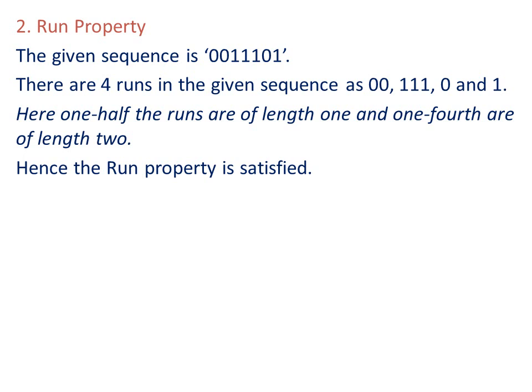So here 1/2 of the runs are of length 1, that is 0 and 1. Totally 2 out of 4, that is 1/2 of the runs, are of length 1, and 1/4 are of length 2, that is 0 0 is of length 2, 1 out of 4. Since the number of runs in the sequence is 4, we can ignore the run with length 3. Hence we can say the run property is satisfied.